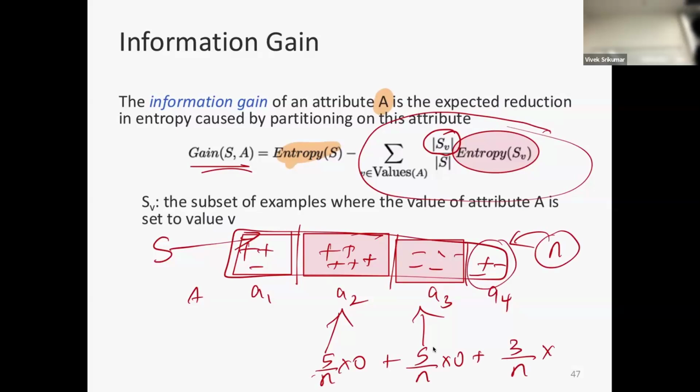So that is the expected entropy of the partitions, and the information gain is the original entropy minus the expected entropy. You started with this much disorder, and then you partition the data according to this feature. Each subset has some entropy, and you can compute the average entropy. How much uncertainty have you removed from the data by splitting according to this feature? That's the information gain of this particular feature.